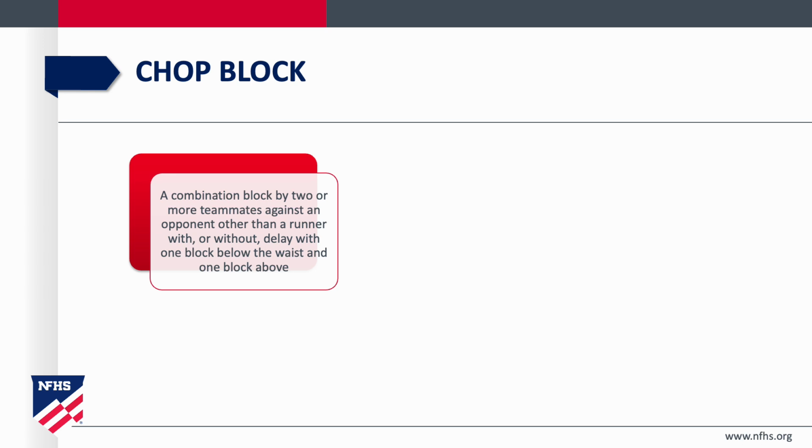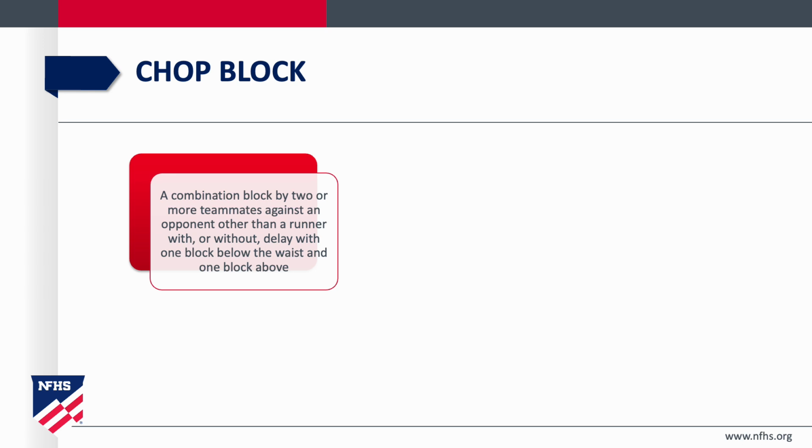A chop block is a combination of blocks by two or more teammates against an opponent who is not the runner. One of the blocks is below the waist, while the other block is above the waist. This illegal block can be done either by the offense or the defense. We typically see these blocks occur at the line of scrimmage.